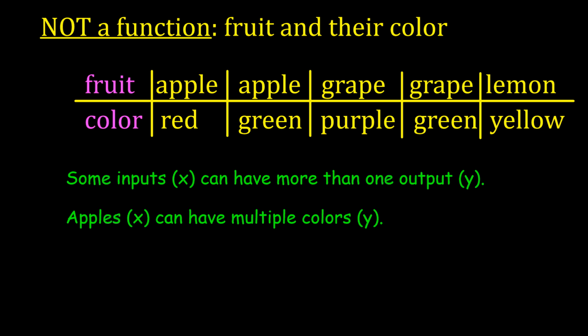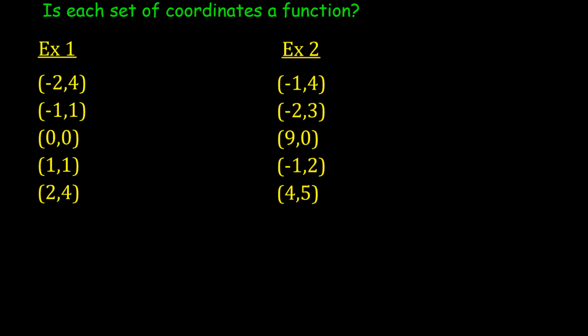Grapes are different colors. Lemons are yellow typically. There might be some lemons that are not yellow. But regardless, if an x or an input has multiple outputs, in this case, that's the case, this would not be a function. All right.